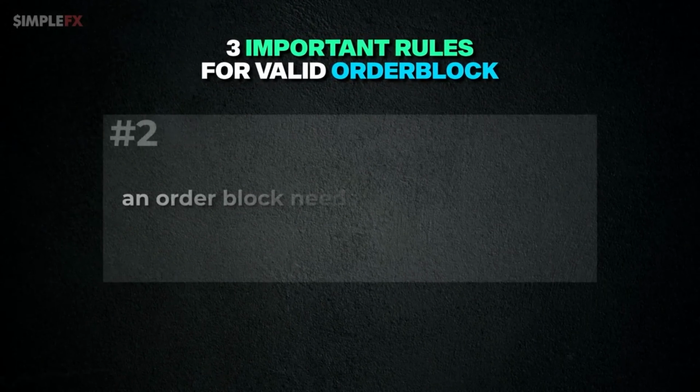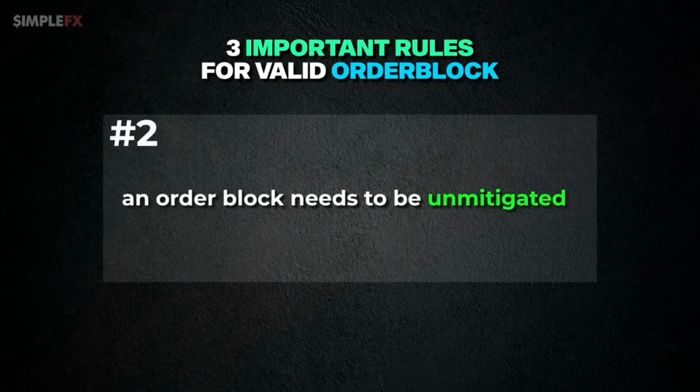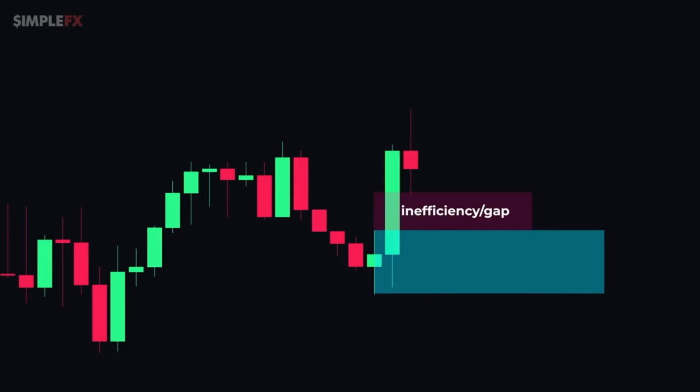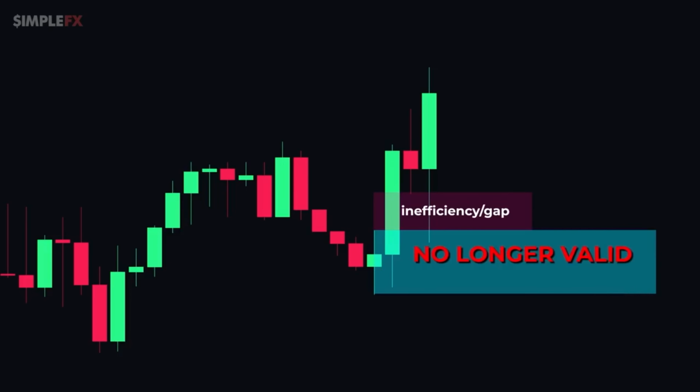Rule number two: an order block needs to be unmitigated. Order blocks are generally a one-time use. If the price touches an order block, it's no longer considered valid, meaning it can't be tested or retraced. For example, let's say you spot a gap or inefficiency in the price, so you draw an order block. If you see the price, or even just a wick, touching that order block, it means the order block is no longer valid because it has now been tested.